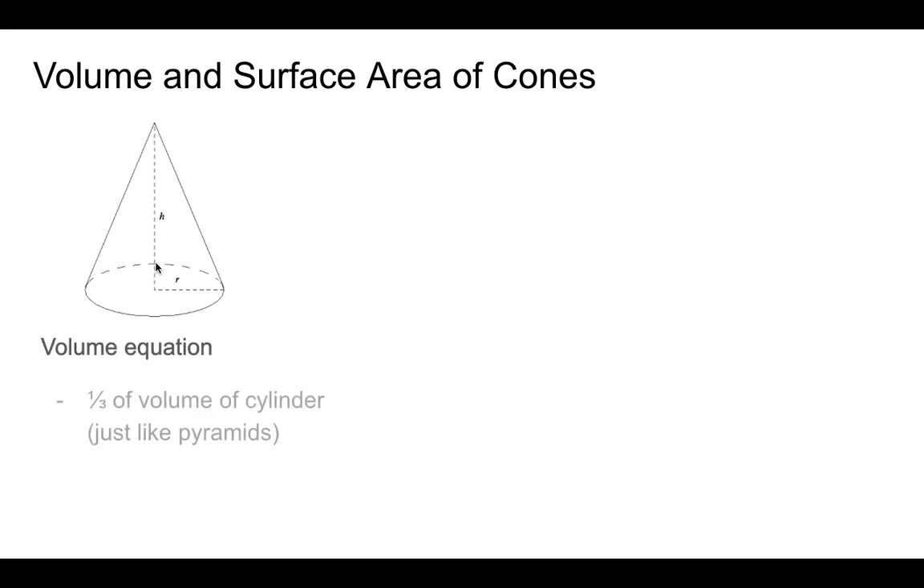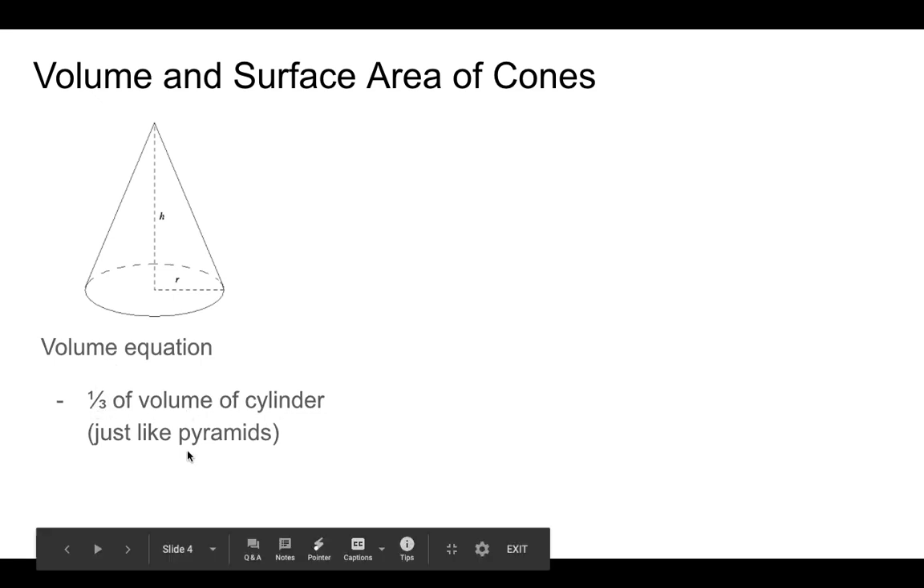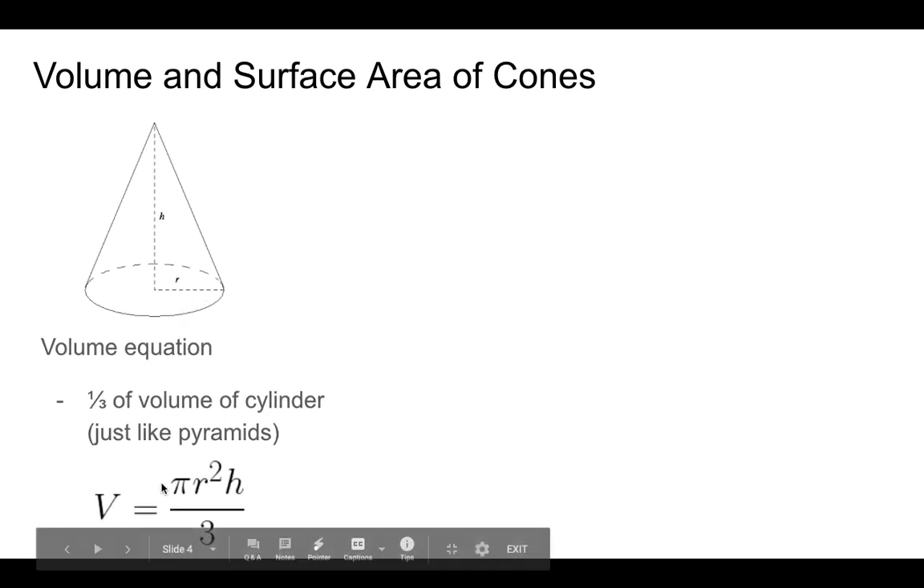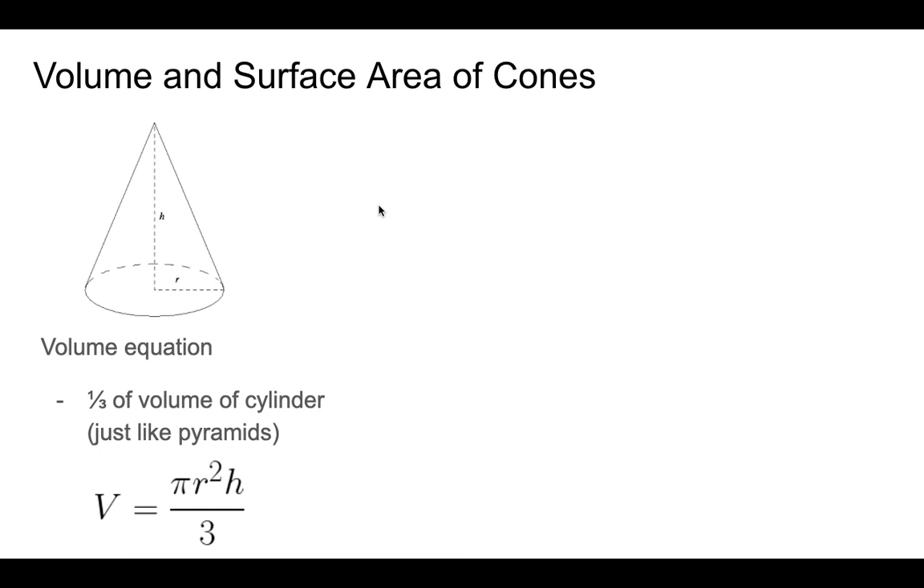Okay, the volume equation, it's a third of the volume of a cylinder. If you remember back to the pyramids lesson, pyramids had a third of the volume of the associated prism. And if you watch the video in that lesson, it also did one with a cone and cylinder. So just like that relationship, the volume of a cone is the volume of a cylinder divided by 3. So our equation for the volume of a cone is pi r squared times h all divided by 3.